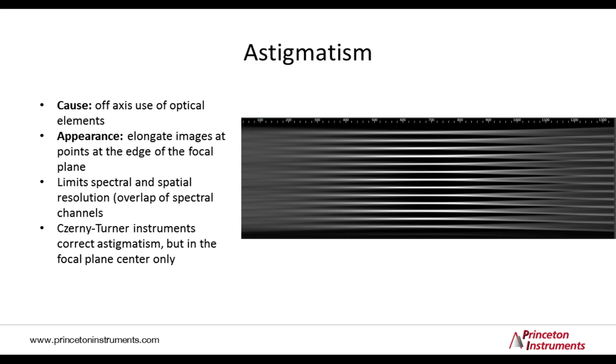And in this case, where a fiber bundle is used, you see how the spectral channels overlap and can't be used as separate entities. However, typically instruments are astigmatism corrected in the focal plane center. But in a Czerny-Turner system, for example, they are only corrected in the focal plane center. So as soon as you walk away, you get distortion of your spectral signal.